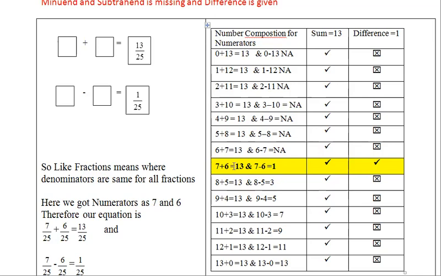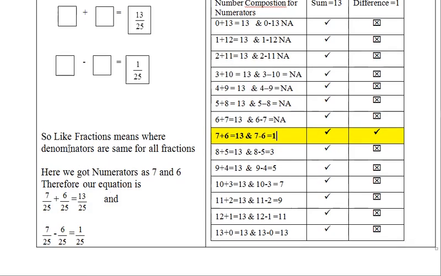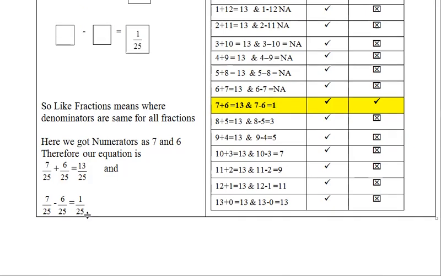So we will consider 7 and 6 as the addends, with 7 as the minuend and 6 as the subtrahend. As we know, these are like fractions, that means the denominator will be 25. 7 upon 25 plus 6 upon 25 meets our requirement as 13 upon 25, and 7 upon 25 minus 6 upon 25 gives us 1 upon 25 as the answer.